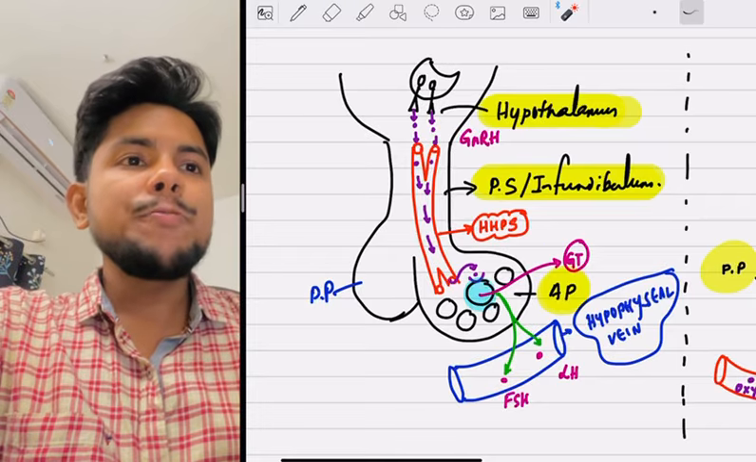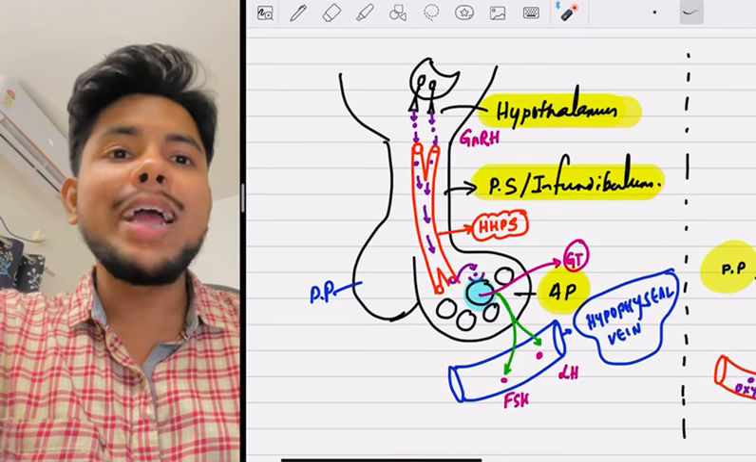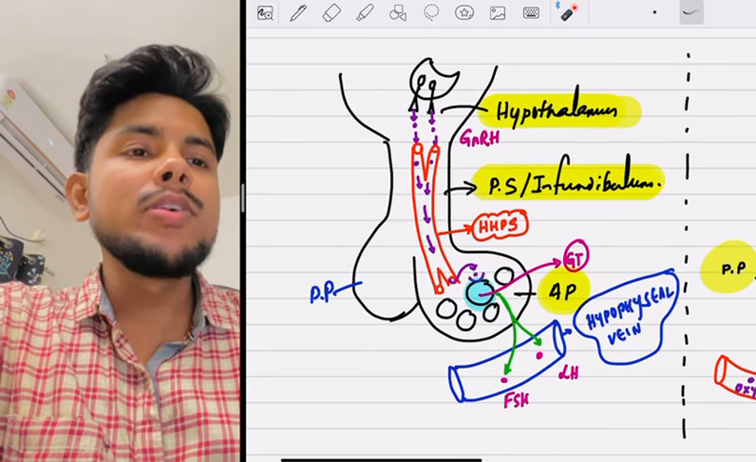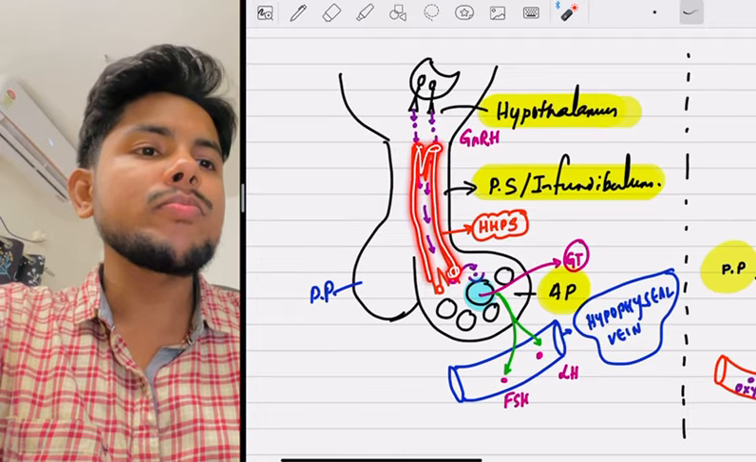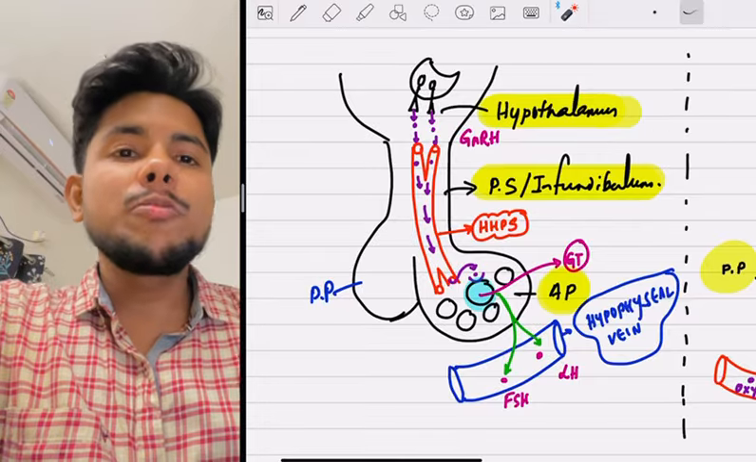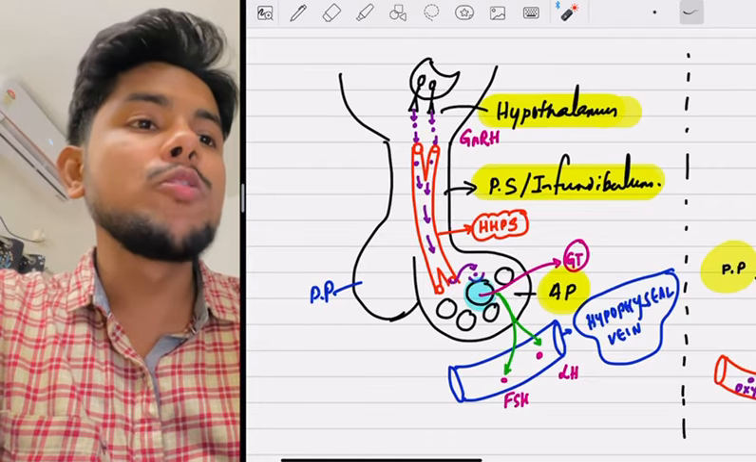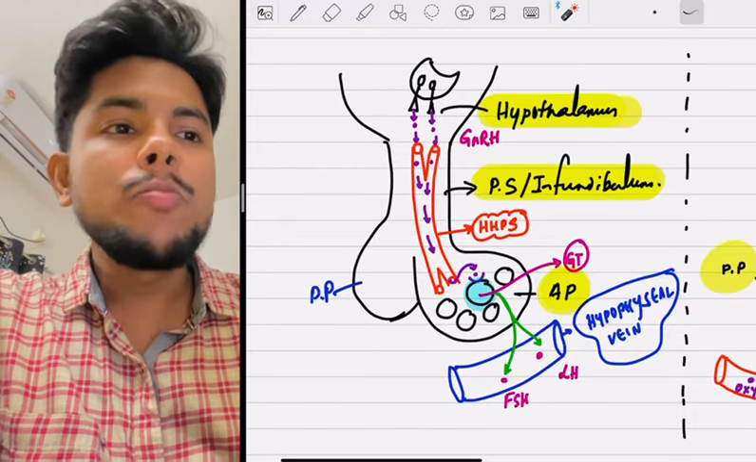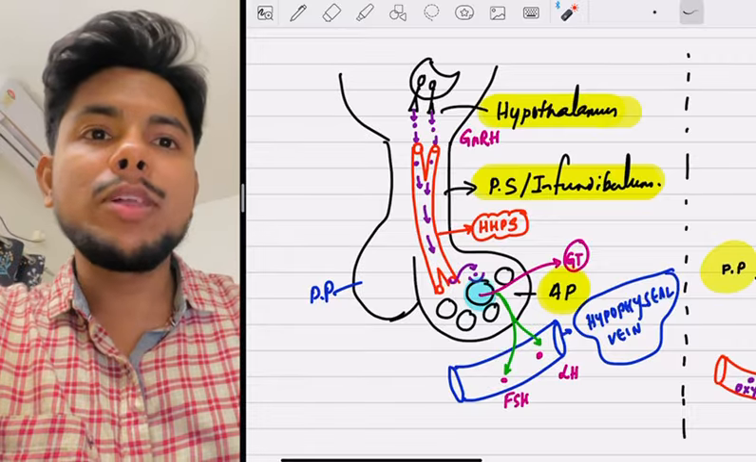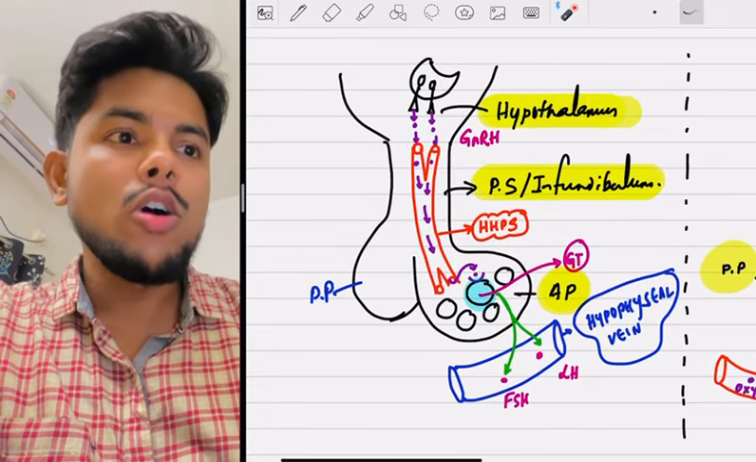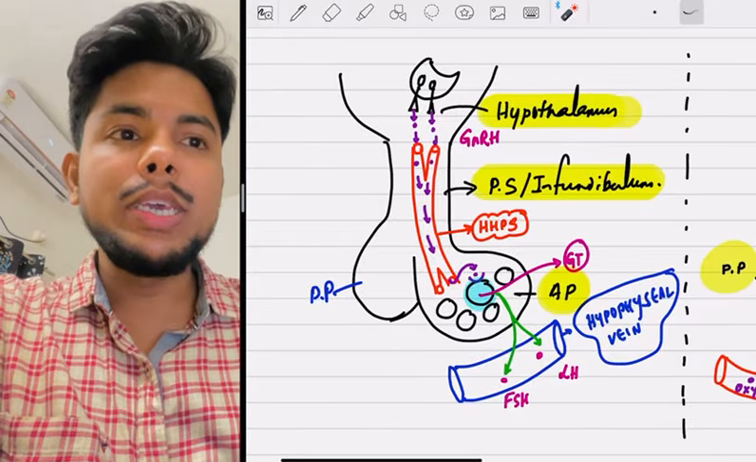Now, as you can see, the hypothalamus is connected to anterior pituitary gland or adenohypophysis with blood vessels. Can you see these blood vessels, right, connecting the hypothalamus and the anterior pituitary gland? And these blood vessels have got a name. It is called HPS or hypophyseal portal system. So a portal system or portal circulation connecting the hypothalamus and the hypophysis or pituitary gland, and that's why it is named as HPS.